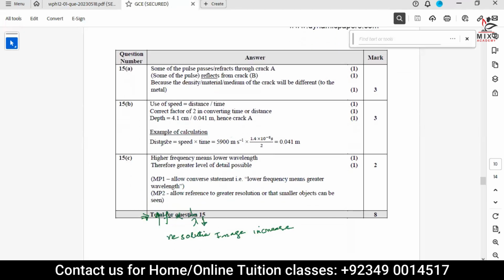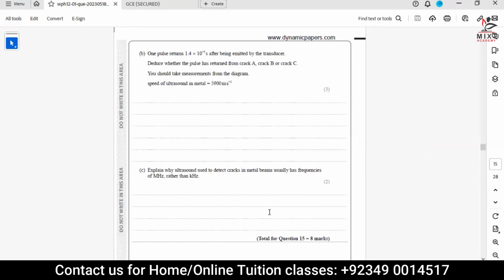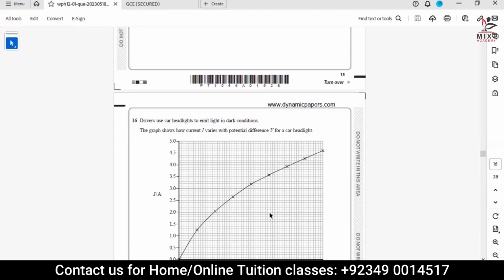So this says high frequency means low wavelength. So you got the point. And the next point, what have they written? Aisha, can you read the next point? Therefore, greater level of detail possible. Exactly. On the basis of this first point, you give proper detail, as Aisha said, that the resolution is going to increase. So that's why we use megahertz. So your second point must be supporting the first point.